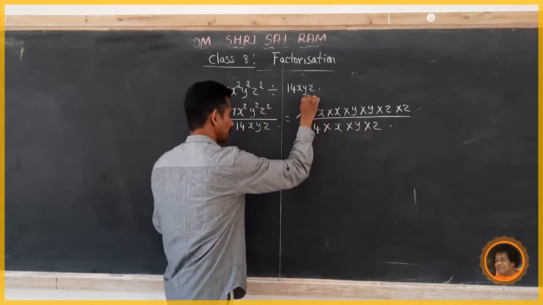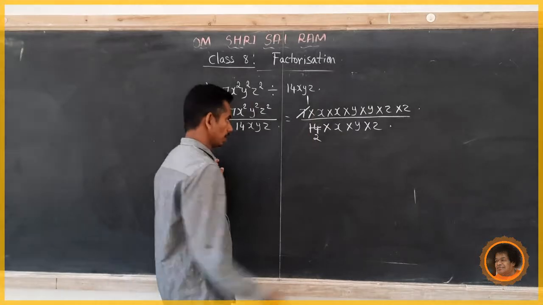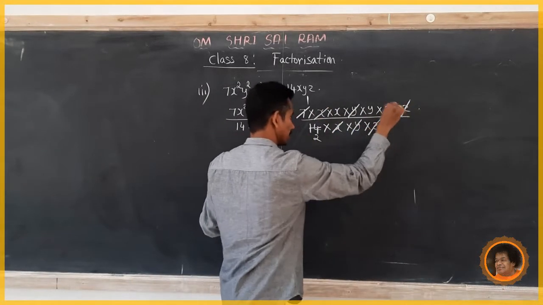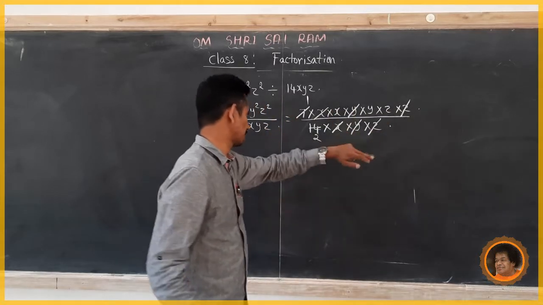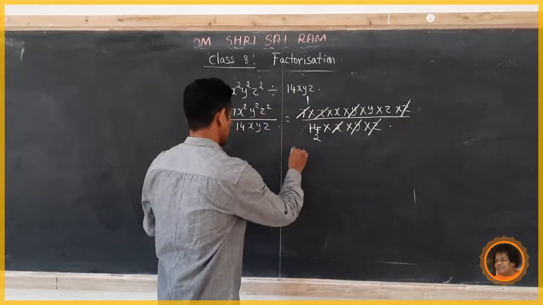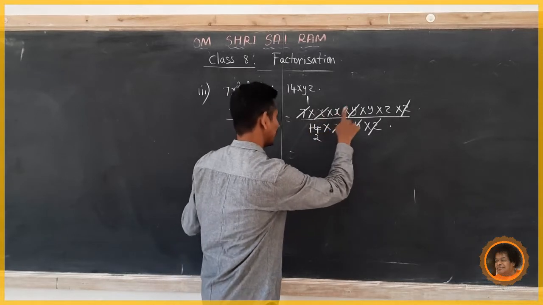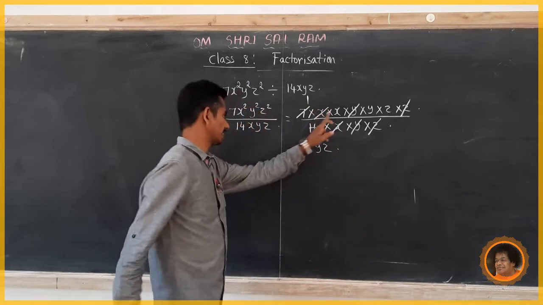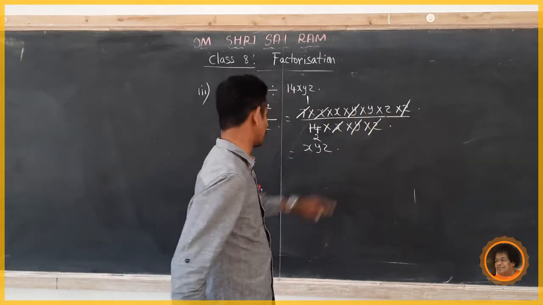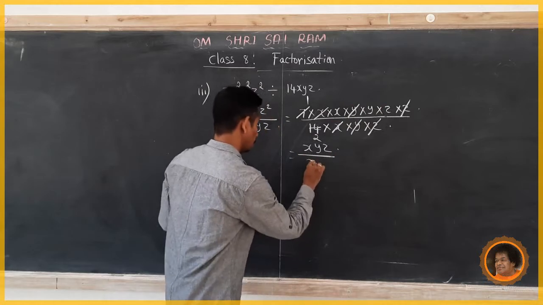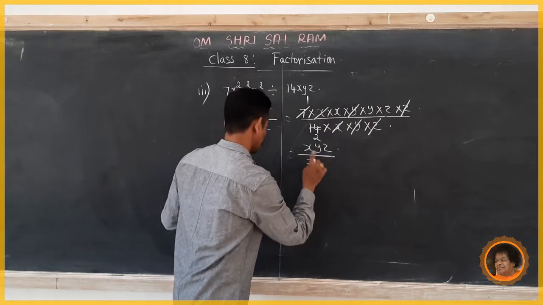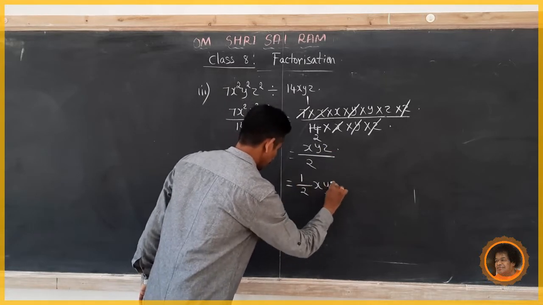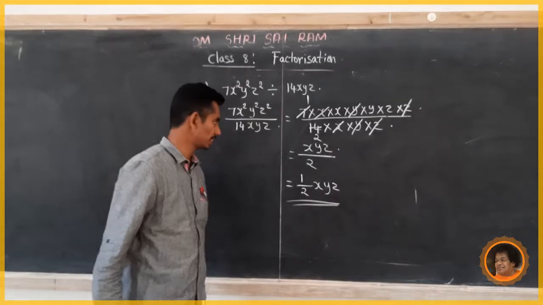Now, 7 ones are 7, twos are 2, x ones are x, y ones are y, z ones are z. So, x cancel, y cancel, z cancel. What is the answer? X, y, z, that is x into y into z means xyz. So, xyz, it is divided by 2, only 2. So, xyz by 2, or we can write it as 1 by 2 xyz. So, half xyz is the answer.